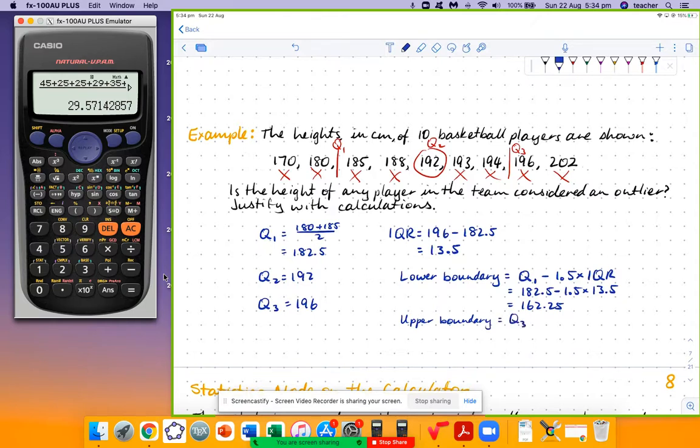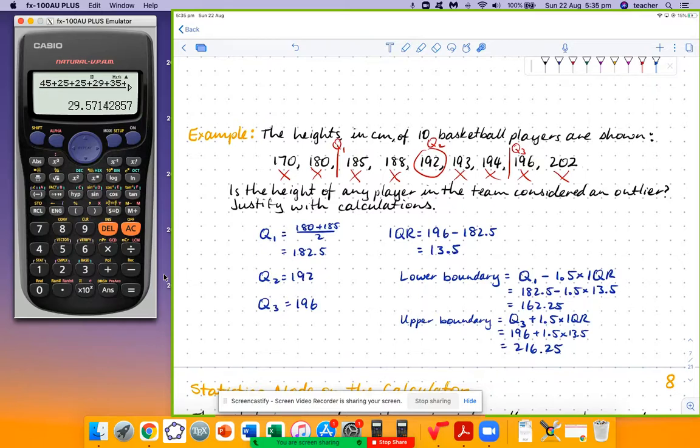Your upper boundary is Q3 plus 1.5 lots of the interquartile range. So we've got 196 plus 1.5 times 13.5, that's 216.25. So in other words, what we need is to look at each of those heights. Is there anyone who's smaller than 162.25 or taller than 216.25? And you can see with each of those numbers, none of them are.